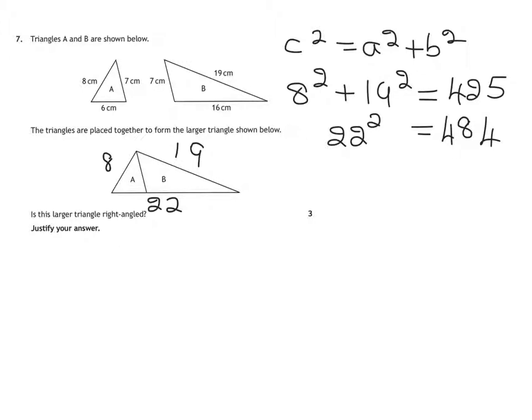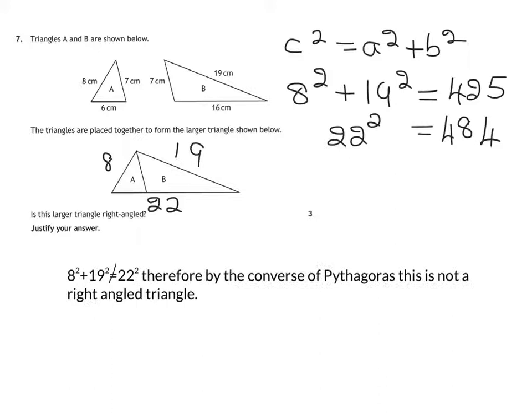And that's what we need to actually write down. Okay, so we say 8 squared plus 19 squared is not equal to 22 squared. Therefore, by the converse of Pythagoras, this is not a right-angled triangle. Done and dusted. Okay, marking scheme. We get a mark for our 8 squared plus 19 squared and the 22 squared. We get a mark for finding what they are and a mark for our conclusion.